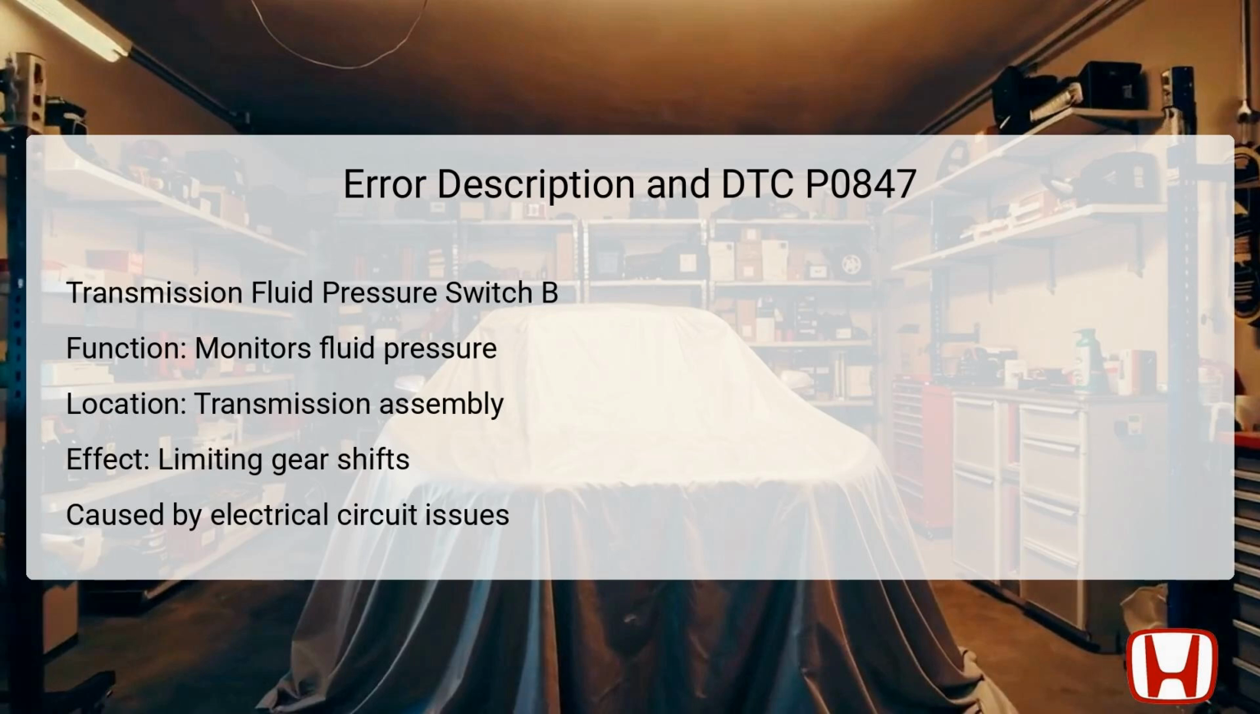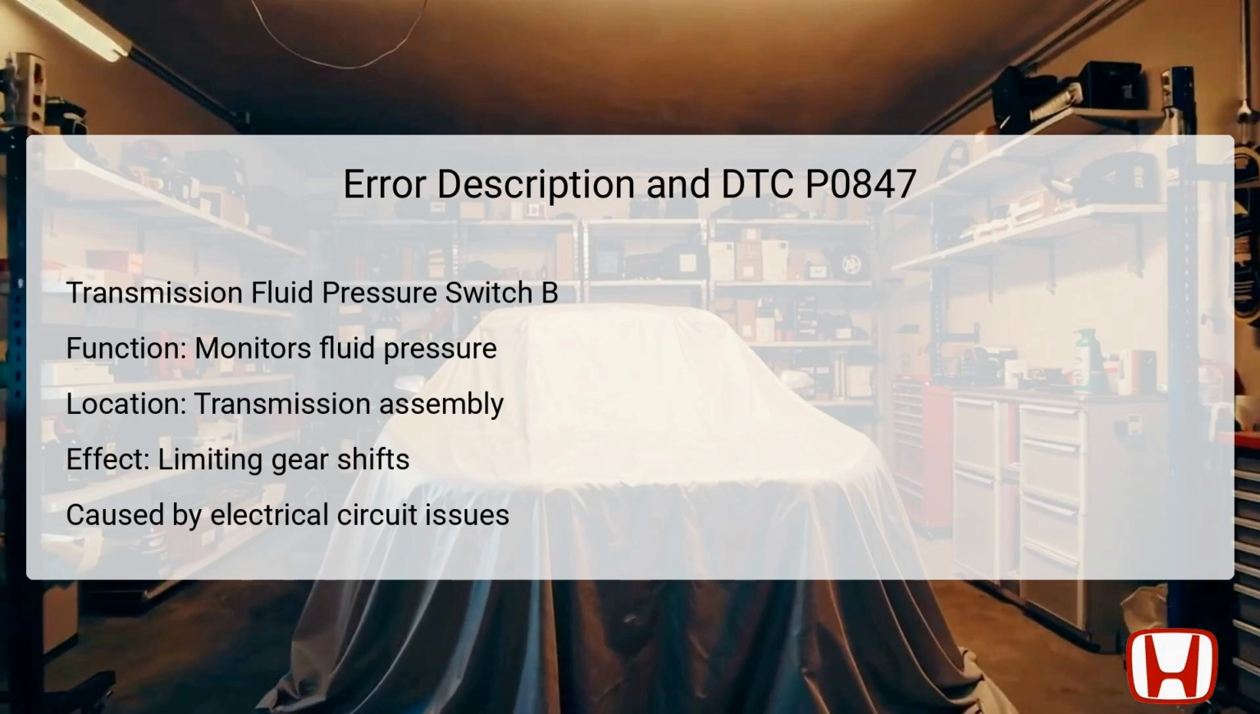DTC P0847 signifies a low circuit condition affecting the transmission fluid pressure switch B, which is specifically tied to the third clutch system within the transmission. This switch is crucial as it signals the current fluid pressure to the powertrain control module, PCM, which then uses this data to determine appropriate gear shifting. If the fluid pressure is low, the PCM may interpret this as a failure, thereby failing safe by limiting the transmission's gear selections strictly to third and sixth gear.